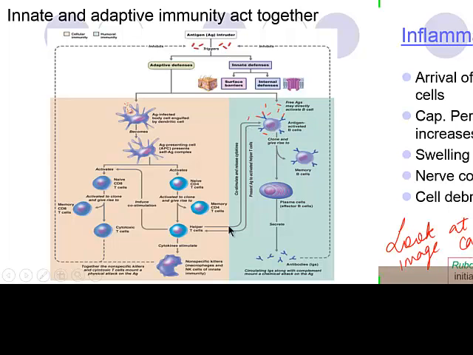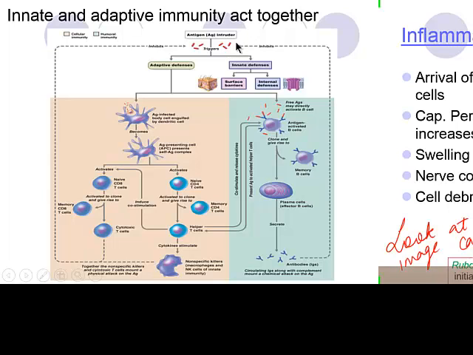Those B lymphocytes interact with the helper T cell. The helper T cell stimulates them to form clones, so it forms many plasma cells and some remain as memory cells. The plasma cells form antibodies. The antibodies go and react with that antigen and they neutralize it or cause precipitation and all of that, like we saw.